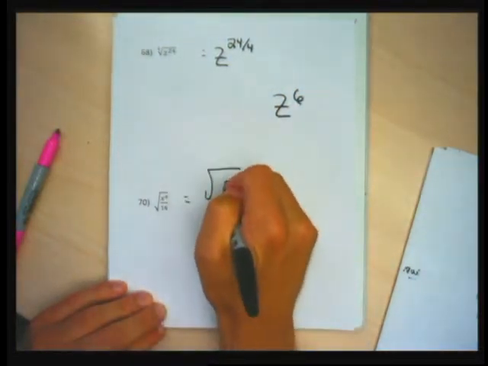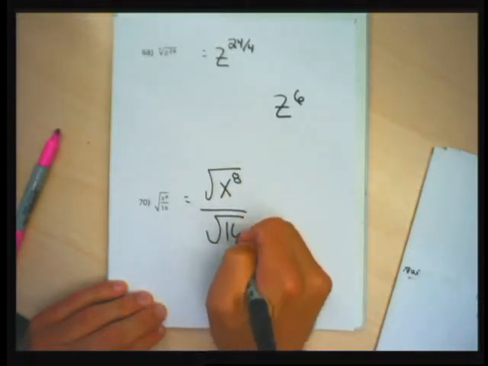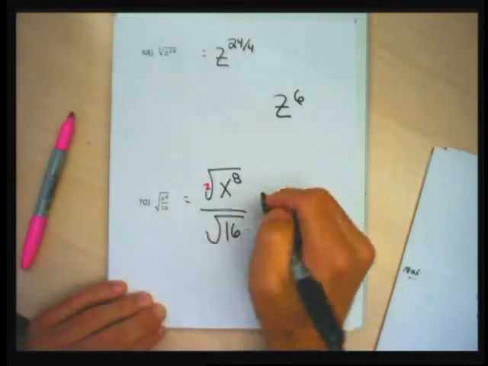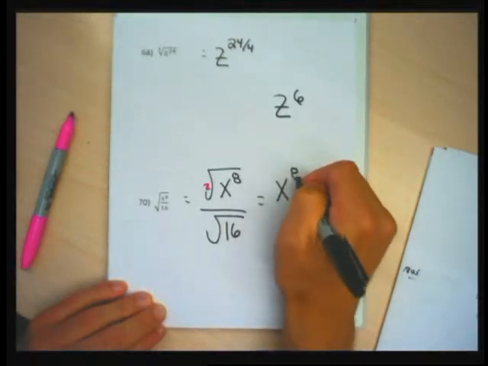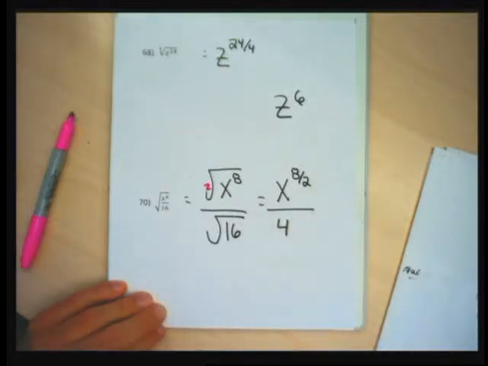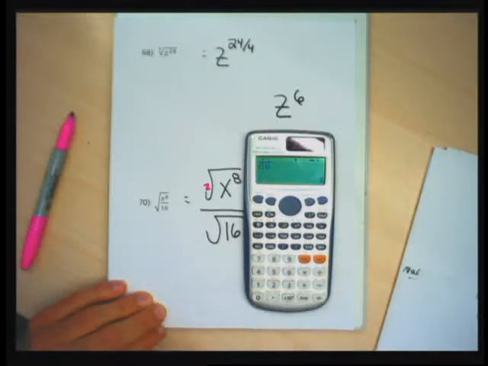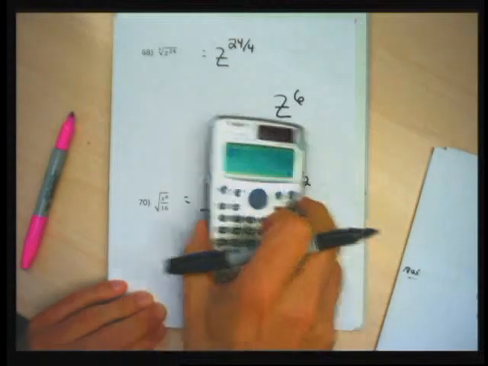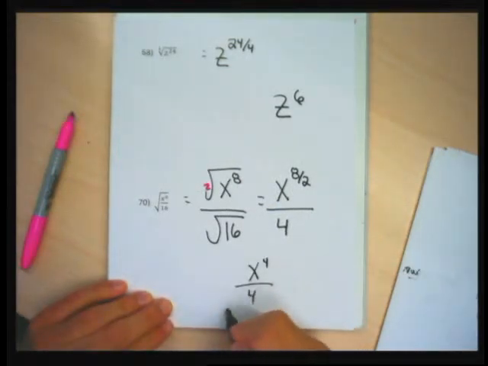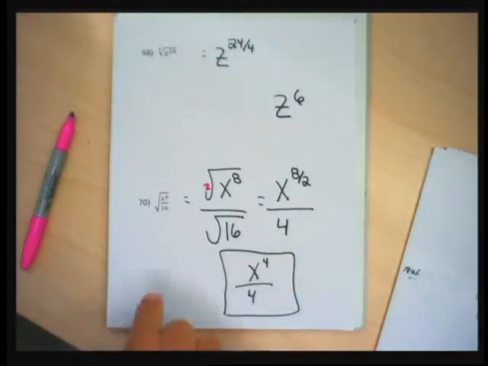70 is the square root of a fraction. So I need to do the numerator separate from the denominator. The numerator wants me to do the square root of x to the 8th. For the x to the 8th, I divide its exponent by 2. In the denominator, the square root of 16 is 4. I can do it on my calculator. Square root of 16 is 4. In the numerator, I'm going to write x to the 4th. This isn't reducible. You can't cancel the 4s. You can't cancel a letter with an integer. And that's just the answer to 70.